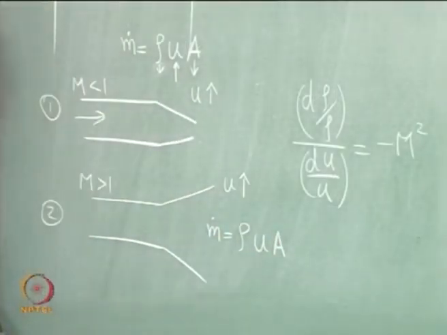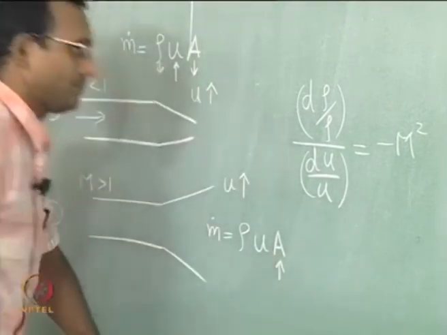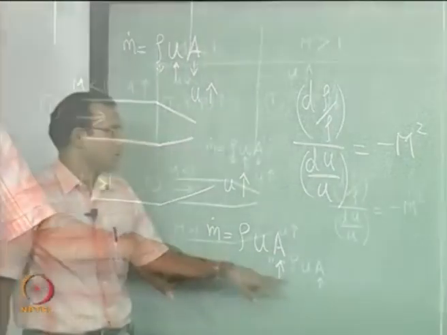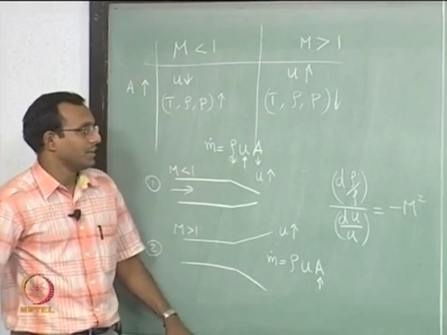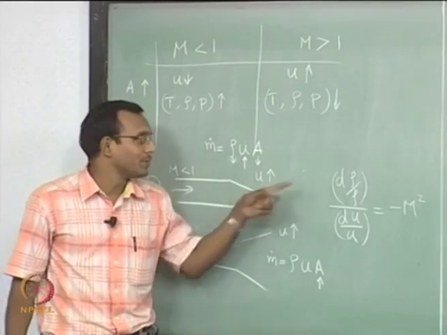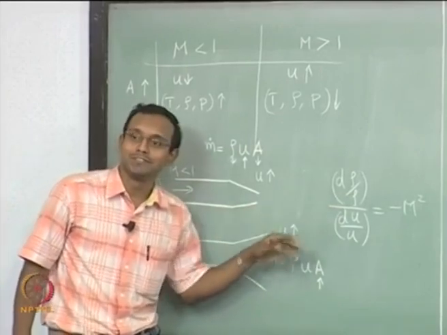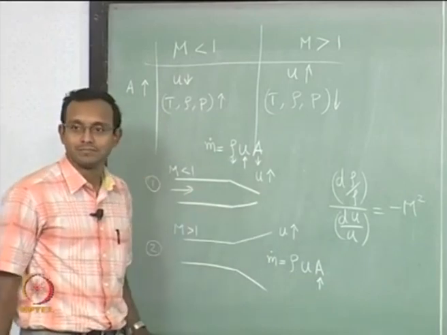I have the same expression, and now I am saying area is increasing. Now, it can do two things. And of course, we wrote expressions in terms of d rho by rho, in terms of dA by A, du by u, in terms of dA by A and all that, but I just want to see this connection first.